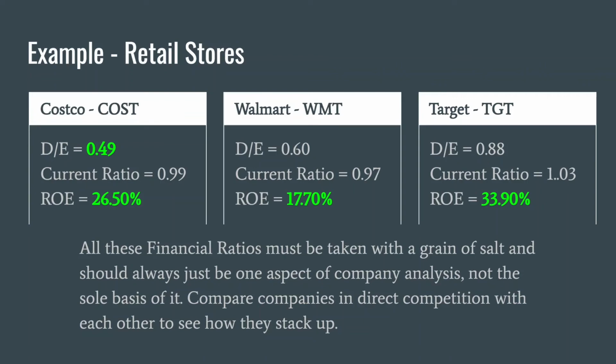So we have a small example here. We have 3 retail stores that are in direct competition with each other: Costco, Walmart, and Target. And we have the debt to equity, the current ratio, and the return on equity for all those 3 companies. And the numbers that are in green are the numbers that would fulfill Warren Buffett's metrics.